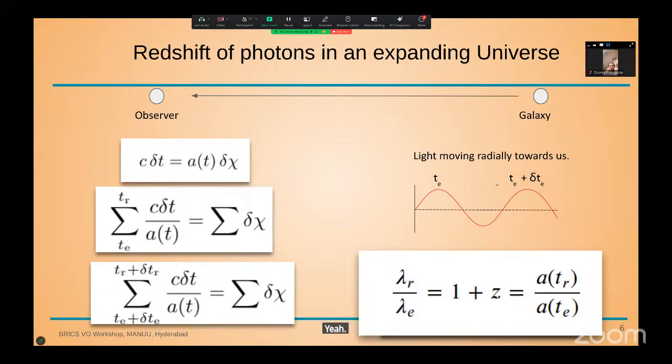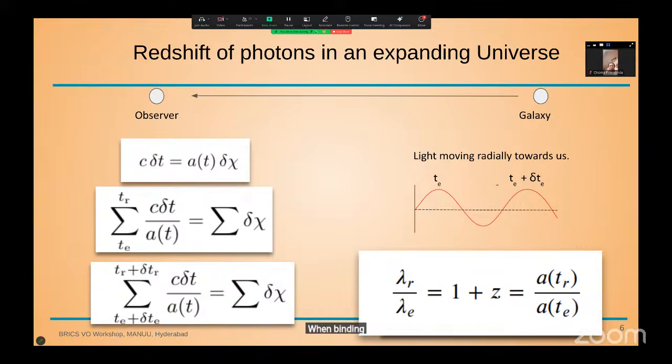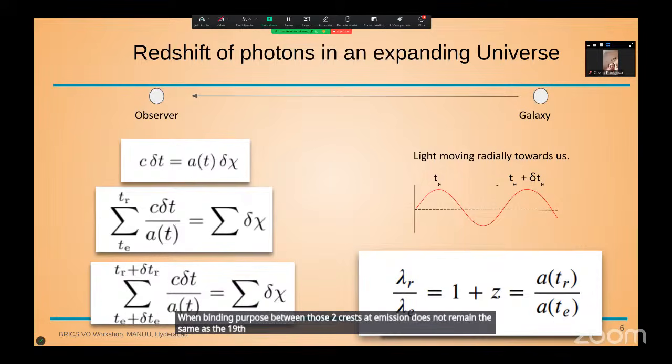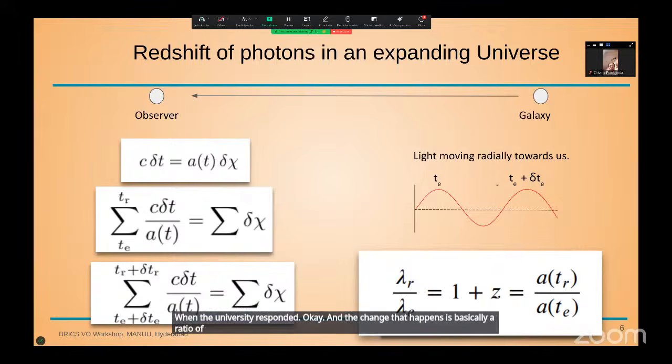The wavelengths at which things get emitted, let's suppose this lambda e, does not remain the same as the wavelengths which I receive. The time interval between two crests at emission does not remain the same as the time interval at reception when the universe is expanding. And the change that happens is basically a ratio of these scale factors.